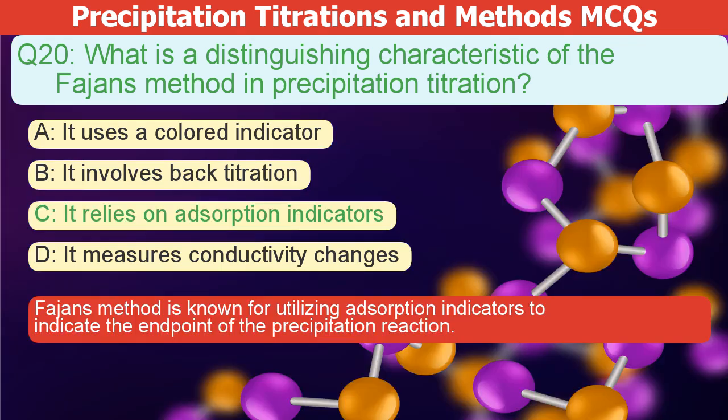The correct answer is C. Fajans method is known for utilizing adsorption indicators to indicate the endpoint of the precipitation reaction.